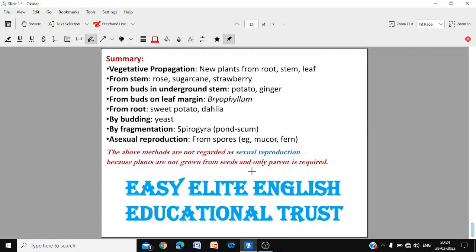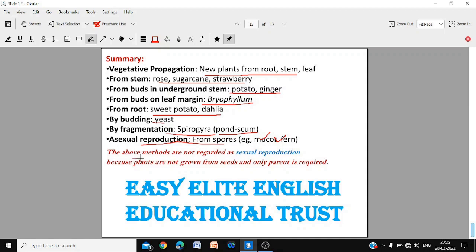So let's have a summary. Vegetative propagation means new plants are grown from root, stem, leaf, or bud. From stem: rose, sugarcane, strawberry. From buds in underground stem: potato and ginger. From buds on leaf margin: bryophyllum. From root: sweet potato, dahlia. By budding: yeast. By fragmentation: spirogyra, that is pond scum. And asexual reproduction from spores in case of mucor and fern.